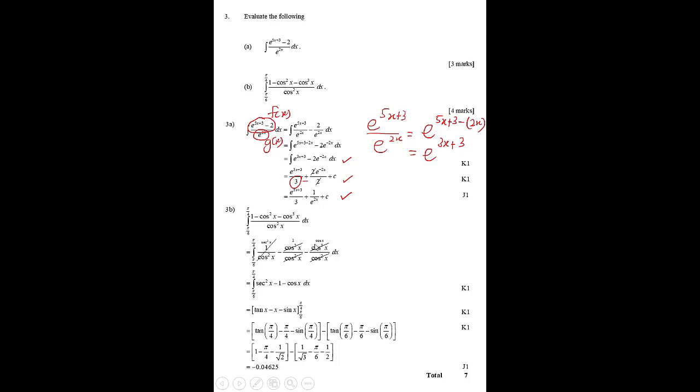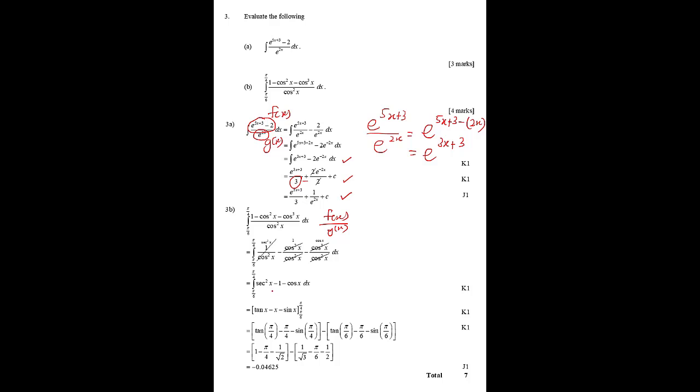For 3b, same here, you have a function divided by another function, so you cannot integrate directly. You need to change the expression. You can rewrite the expression from a single fraction and transform it into 3 fractions, into 3 terms. Then you simplify. So 1 over cos squared is equal to secant squared.